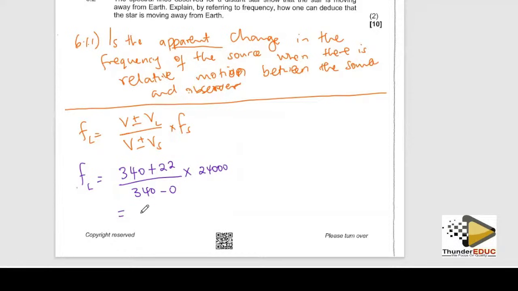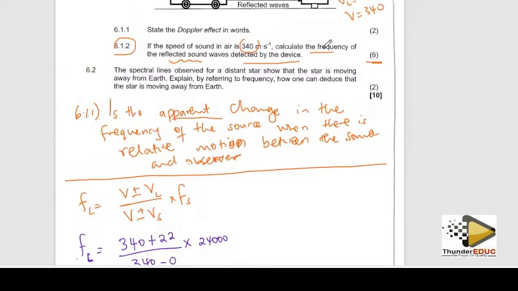I'm getting 25,552.94 hertz. I can write this in scientific notation, there's no problem in that. So that is the frequency that the listener is going to observe. But what is the question asking for? Calculate the frequency of the reflected sound detected by the device.